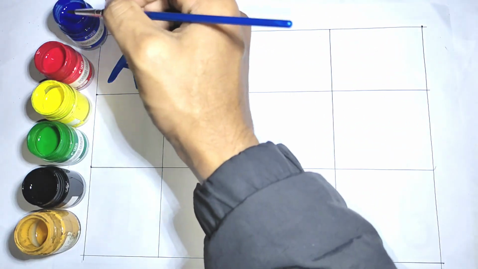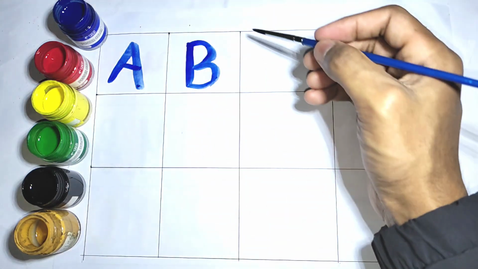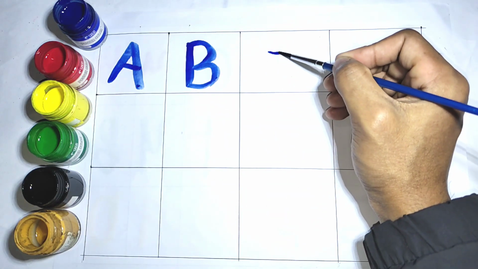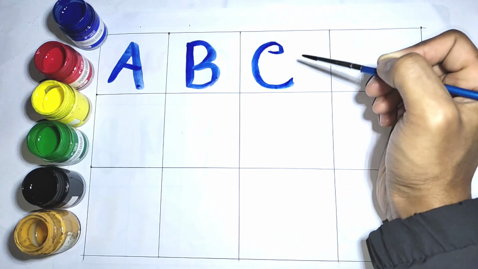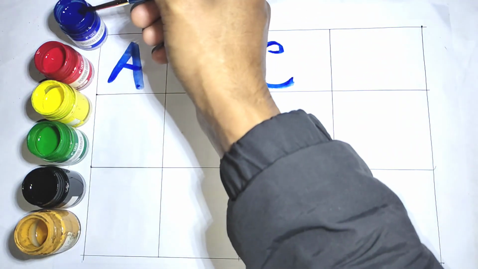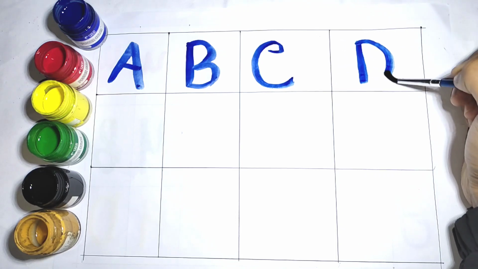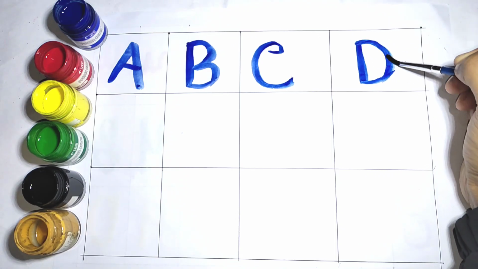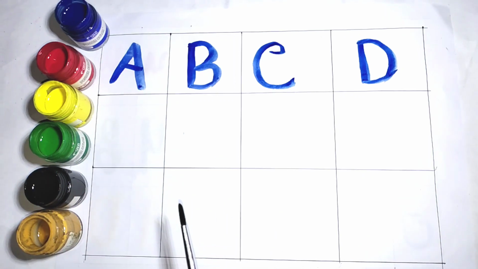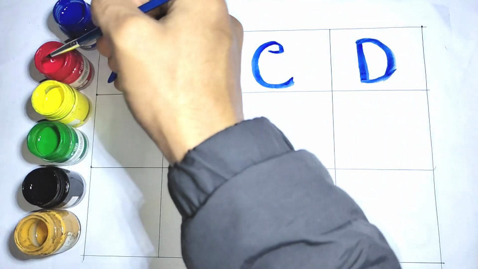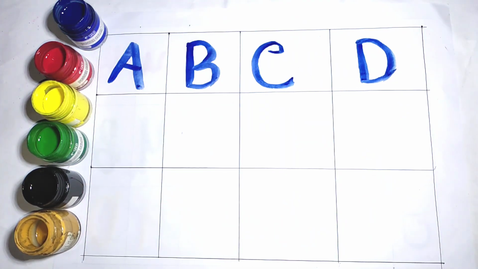The next one is C. Now we draw C. C for cow. Now we draw D. D for doll. Kids, the next one is E and now we use red color. Red color. Now we draw the letter E.